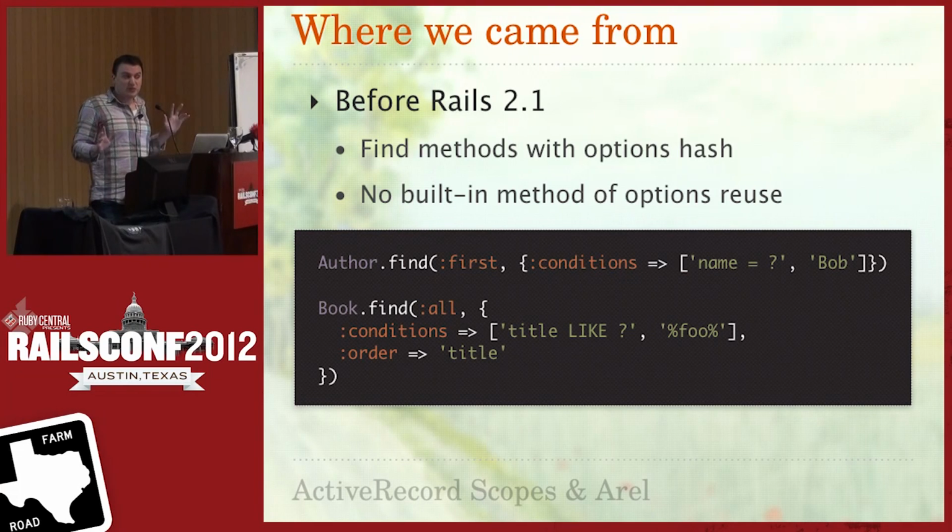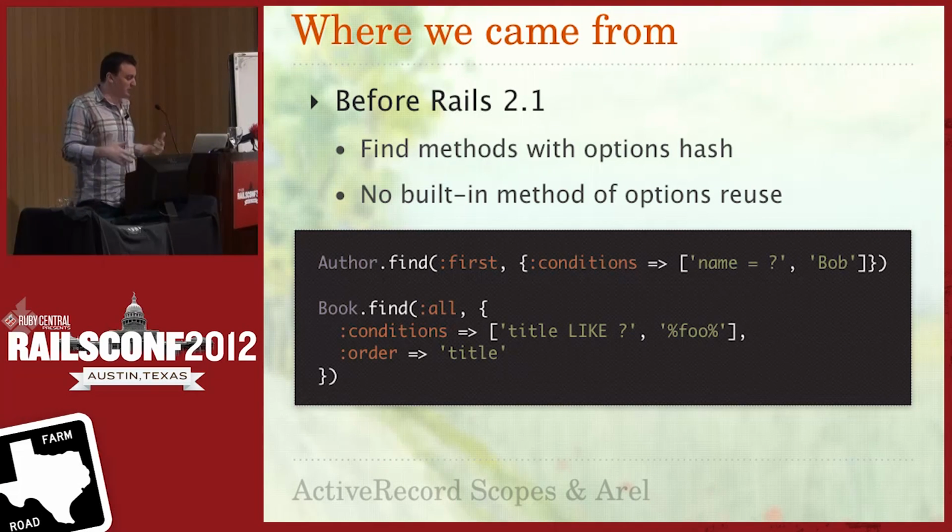Find actually has a bunch of different modes of operation. You can give it a number, and it's going to look for a record with that ID. I'm not talking about any of that. It's mostly things along these lines. In this first example, we have an author model, and we're trying to get the first one where the name is Bob. So in the options hash, you'd specify conditions, name equals question mark, and this question mark will get replaced with the value that follows it, in this case, Bob. The next example, we're going to look for all books where the title contains foo, and we're going to order it by title.